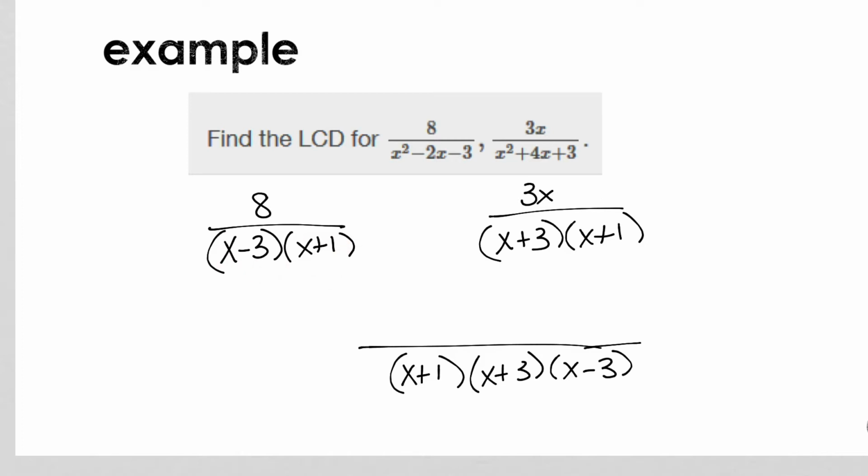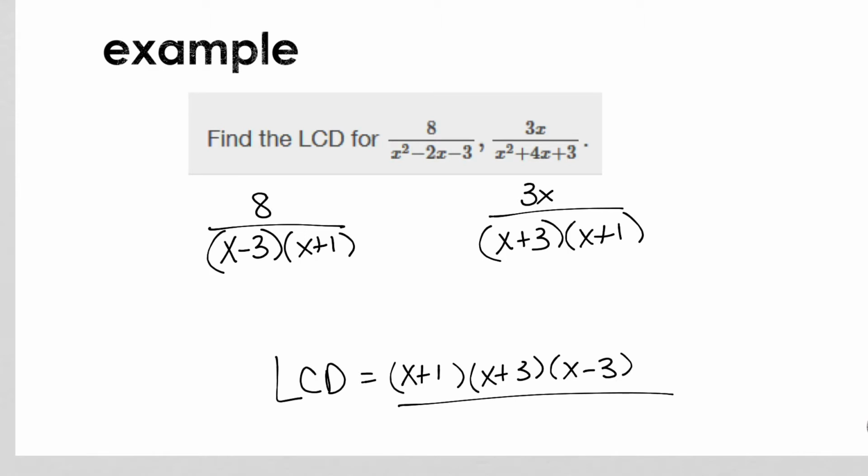So we had to take every single piece. What you want to do is look at, is this listed in my LCD? Yep. Is this listed in my LCD? Yes. Is this listed in my LCD? Yes. Is this listed? Yes. Okay. So our LCD is this business right here, and really I don't need this line because all they're asking us for is the LCD. We're not going to write the fractions just yet. We're about to. So right now they're just asking us what the LCD is.